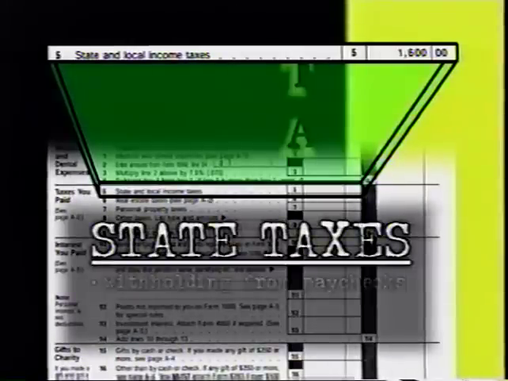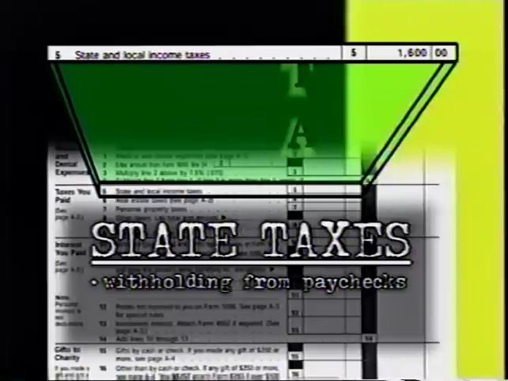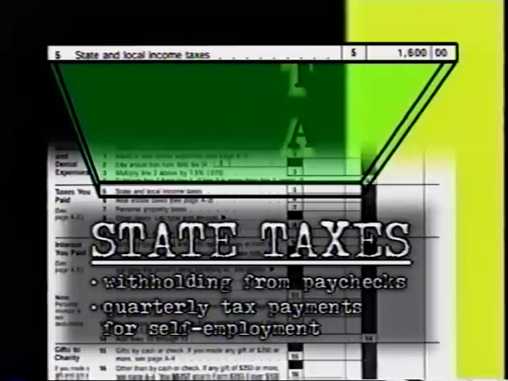First, there's state income tax, which goes right here on line 5. This is the amount, $1,600, that the Hendersons paid in state taxes during the year through withholdings from Archie's paychecks and Vicky's quarterly tax payments.